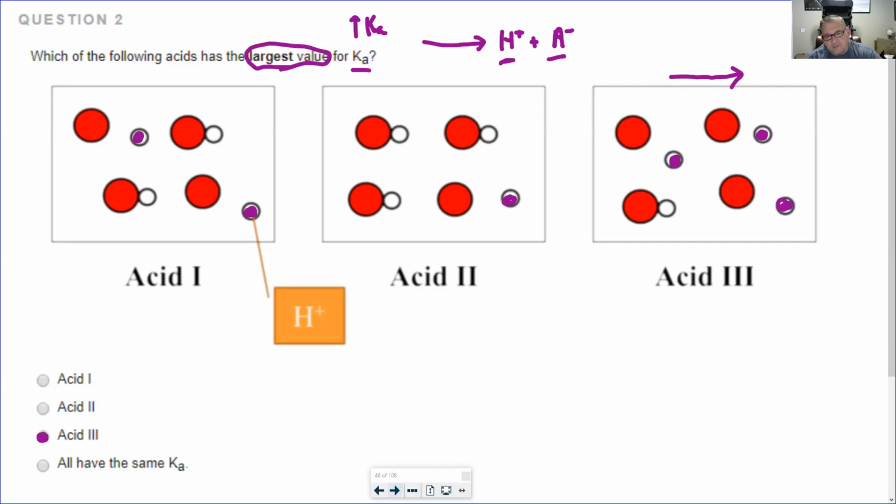All right, so those are the type of clicker questions that you can expect to see. Again, you have to complete those by midnight.